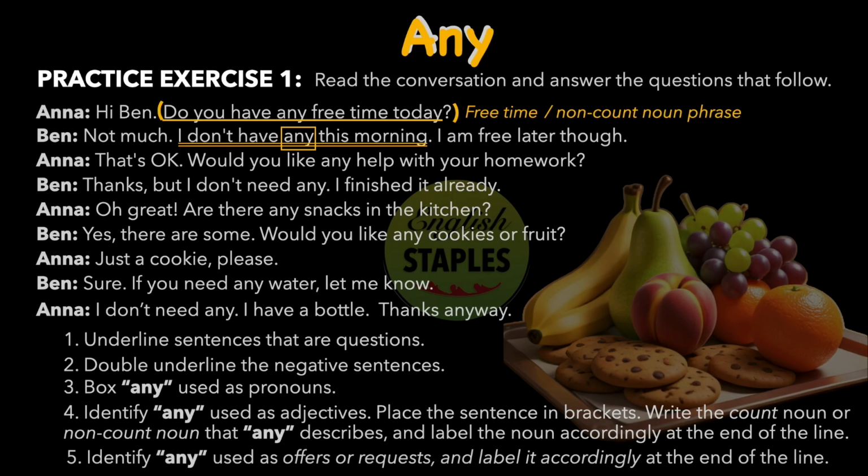Okay, number 5. Identify any used as offers or requests and label it accordingly at the end of the line. We have to look for the word any and see where it's being used as an offer or a request.